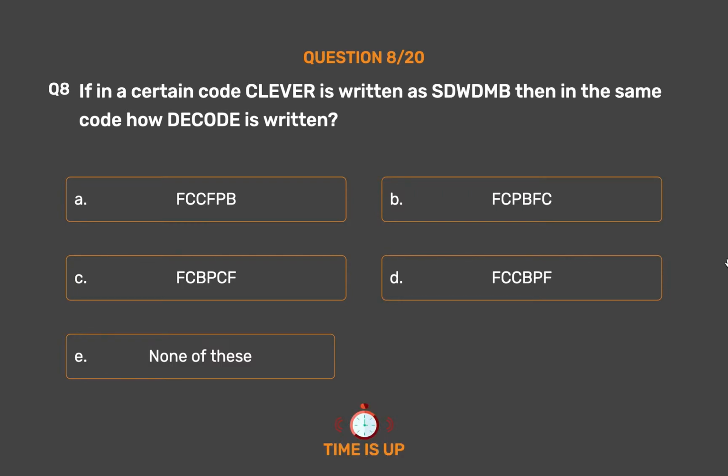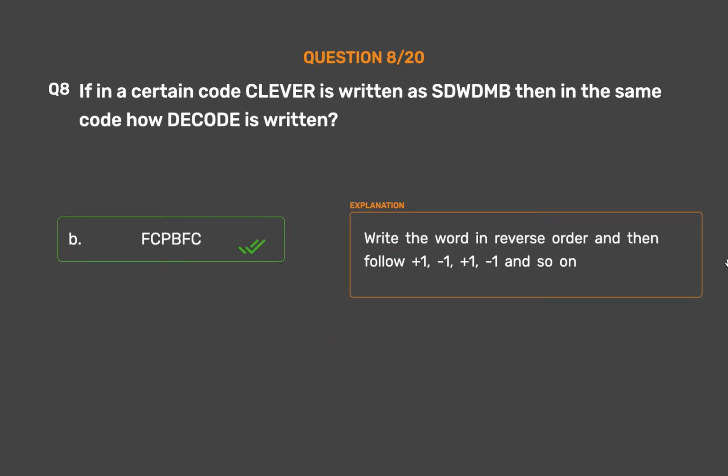The correct answer is Option B. FCPBFC. Write the word in reverse order and then follow +1, -1, +1, -1 and so on.